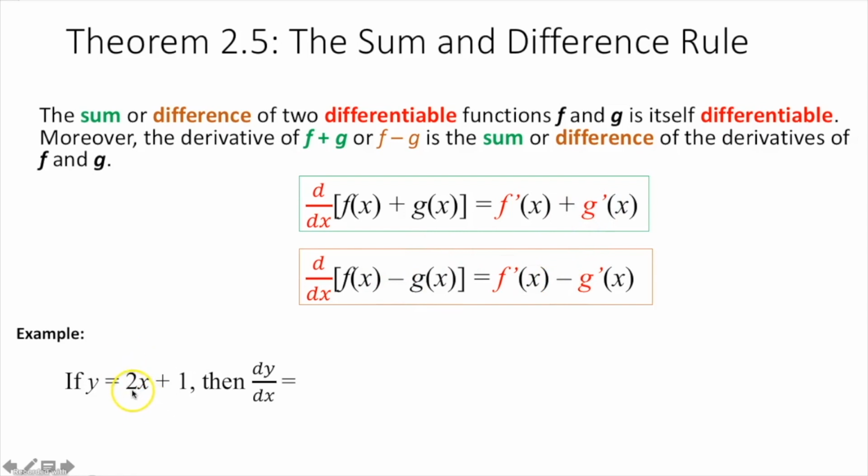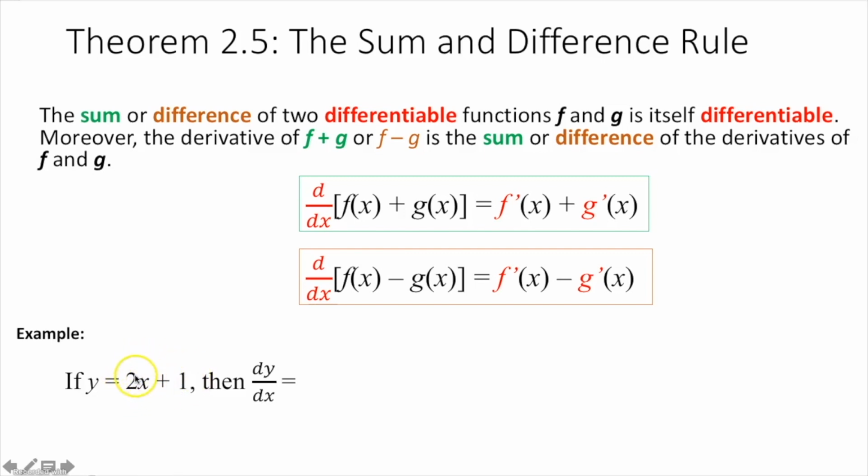If I have a function, 2x plus 1, and we'll pretend for a second these are two separate functions. 2x is a function and 1 is a function. So 2x would be my f of x, 1 would be my g of x. Now, if I want to find the derivative of this, all I have to do is take the derivative of each of those terms and add them together.